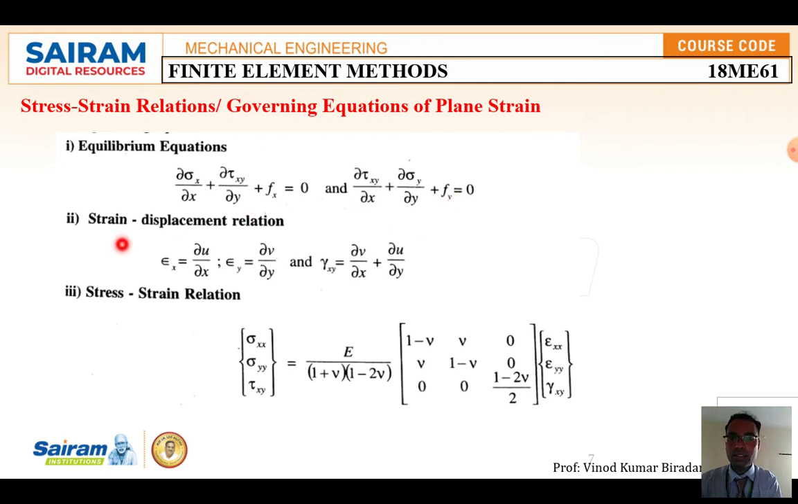Coming to the next equation, the strain displacement relation. Again here there will be two strains, one along the x direction and one along the y direction. The strain along x is equal to dou u by dou x, and the strain along y is equal to dou v by dou y. We consider here the displacement along x as u and the displacement along y as v.